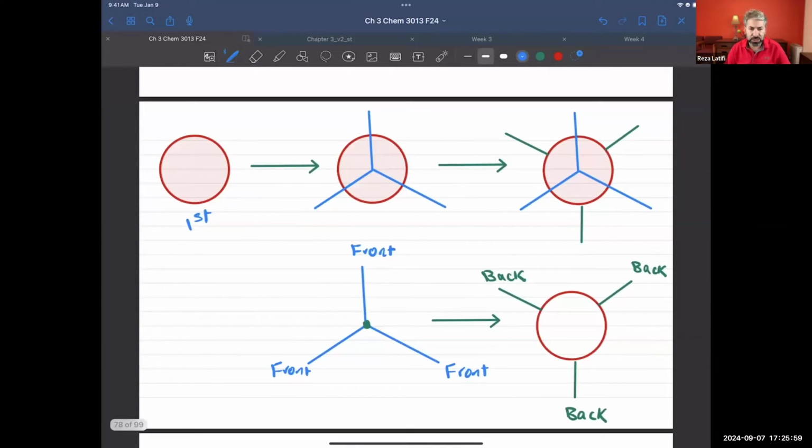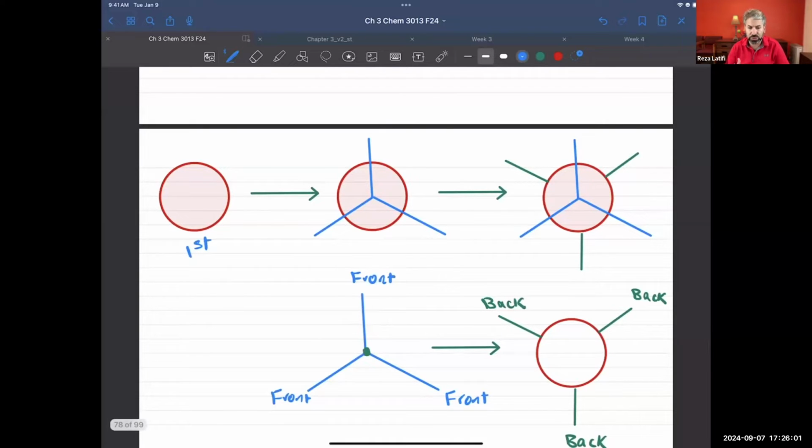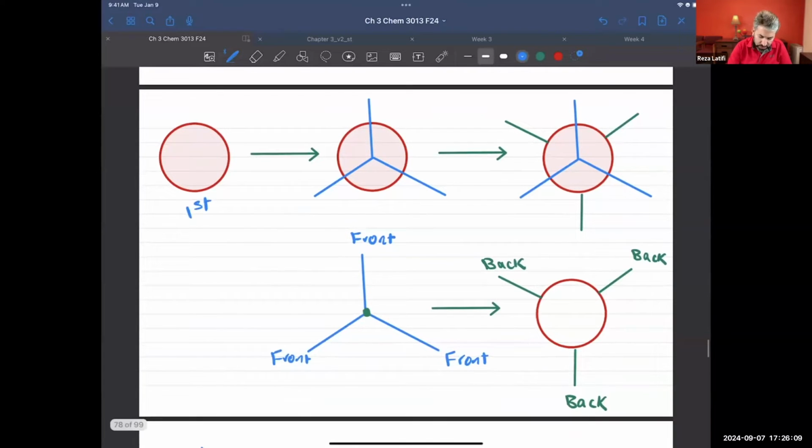So now let's talk about how to draw a Newman projection. Start with a circle. You draw a circle. Next, you will draw 3 lines where the bond angle between them will be 120 degrees. Those represent atoms that are facing us, the front carbon. We can say the front atom. So the one I'm highlighting will be the front atom.